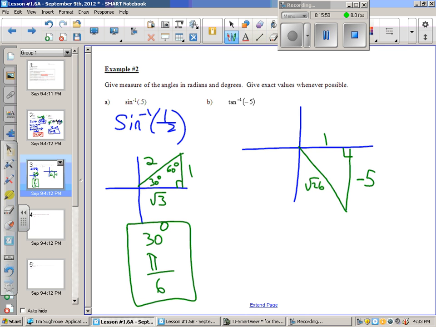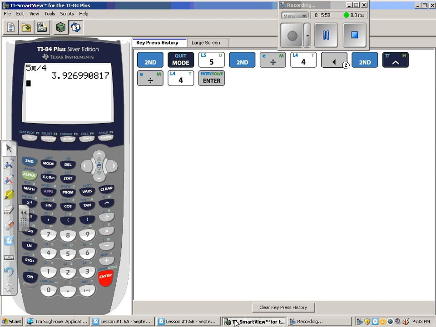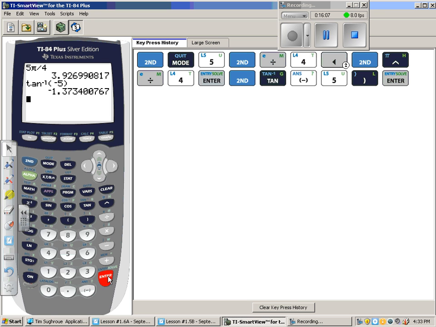Okay? You have to use your calculator on this particular situation. There's nothing we can do. So the inverse tan of -5. I'll go to the smart view. Inverse tan of -5. Second tan, -5. Understand that we're going to be in radian mode to start, so that's going to be radians.